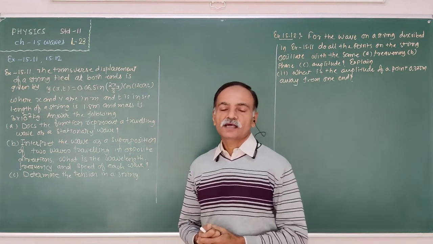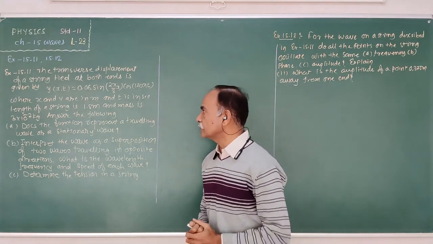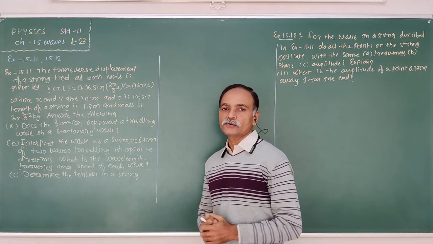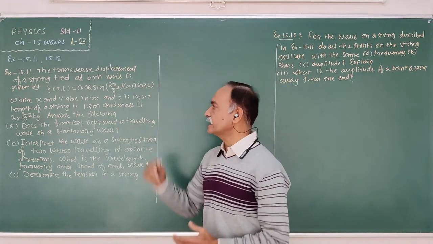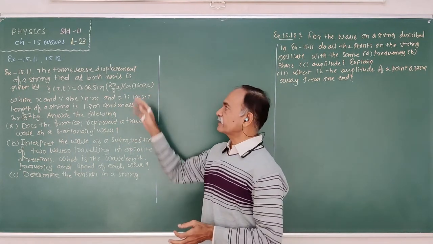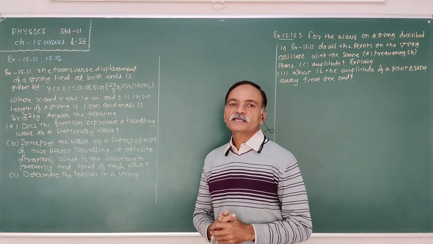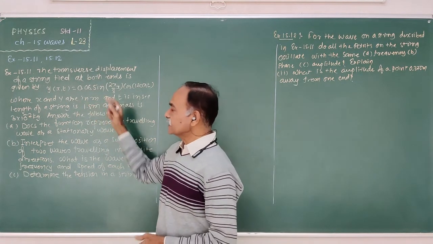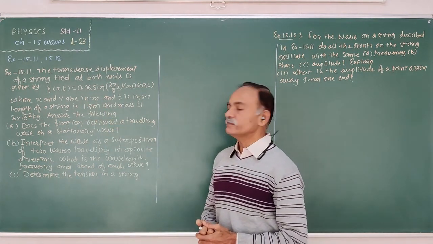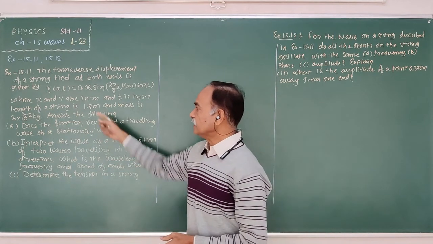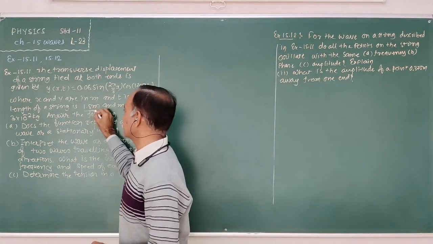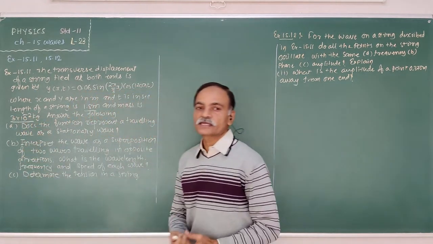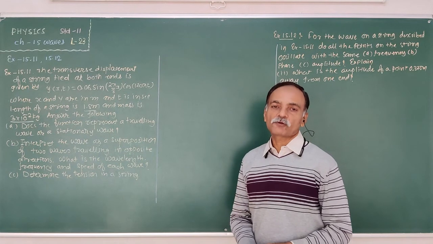by the equation y(x,t) = 0.06 sin(2π/3 x) cos(120π t). This is the equation of the transverse wave traveling in a string tied at both ends. Here x and y are in meters and time t is in seconds. Length of the string is given as 1.5 meter and mass of the string is 3 × 10^-2 kg. Answer the following.